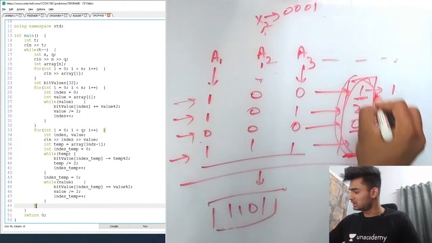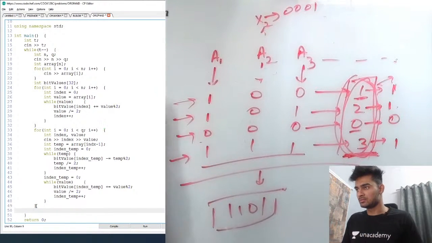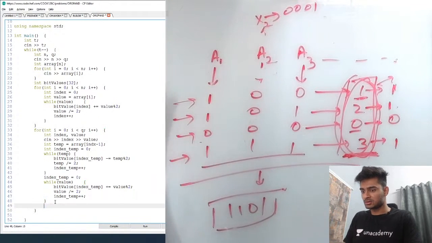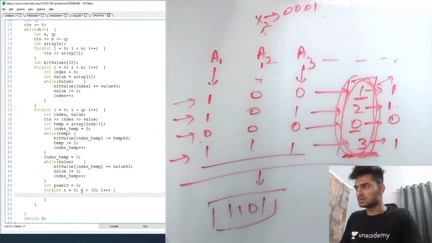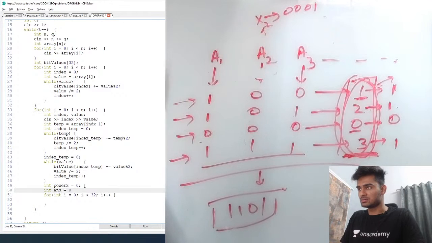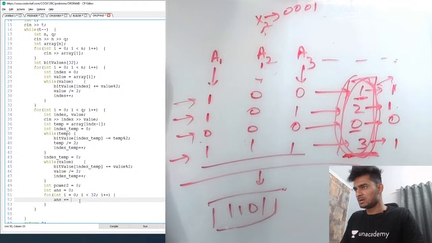Now all we need to do is find the decimal form of this binary value. So for this, we're going to run a loop till 32, and we'll have a value of int power 2 equals to 1. Now what this is essentially going to do is, let's say we have int answer equals to 0 as well.